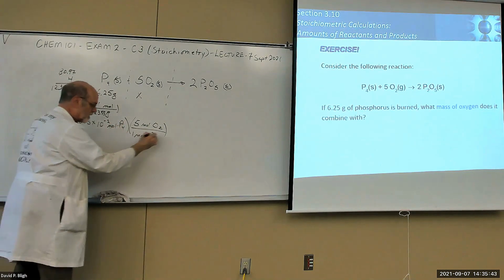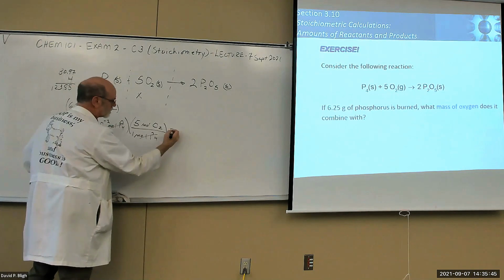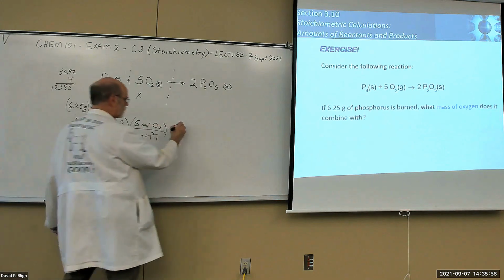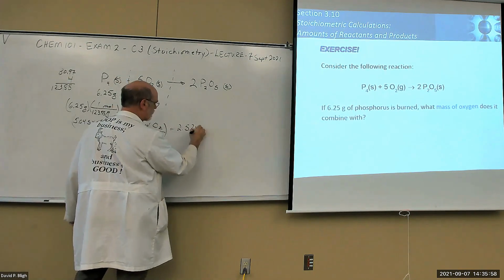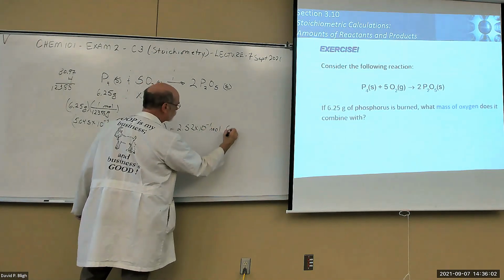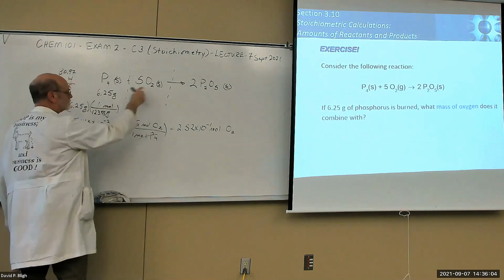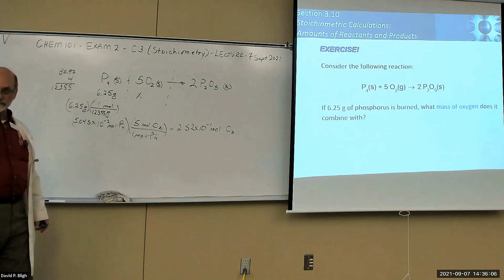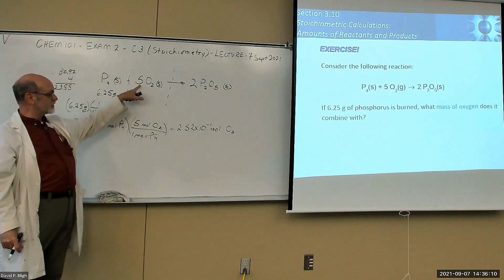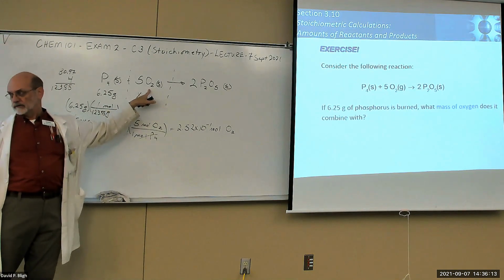That cancels this one and leaves you with moles of oxygen. So I just need 5 times, still in my calculator? Yeah, 5 times that number. 2.52 times 10 to the minus 1 moles of O2. That's important. It's not O, it's O2, because this coefficient is in front of O2, not in front of O.